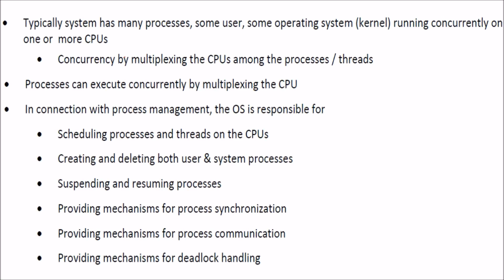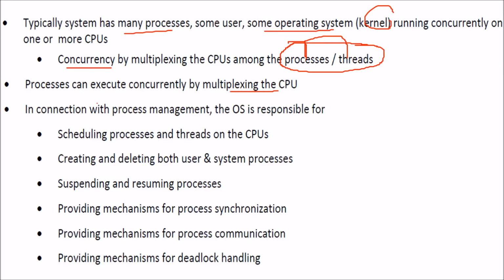Typically a system has many processes, not one. So the operating system and the kernel run concurrently on one or more CPUs, which is also possible. There has to be concurrency control for processes and threads. We'll be discussing these words in detail, so don't worry about that. These processes can execute concurrently by multiplexing the CPU.